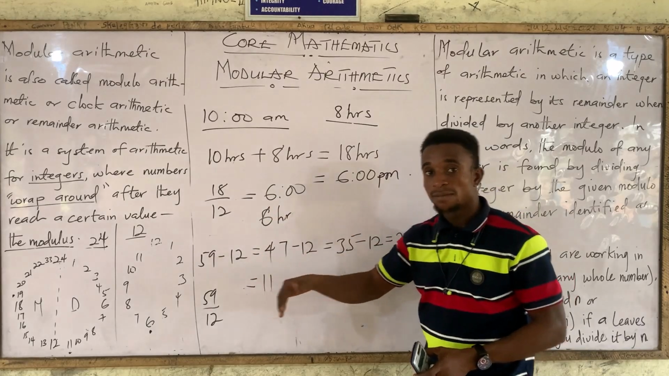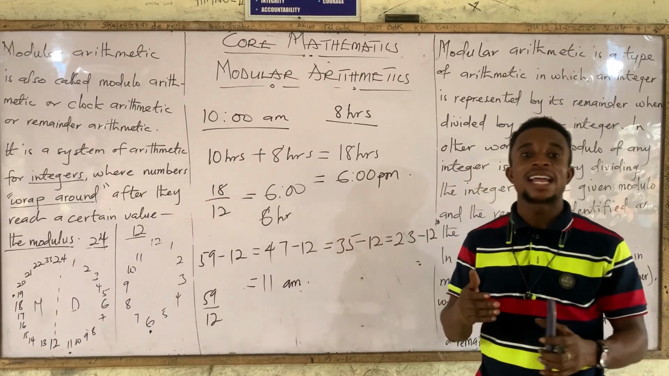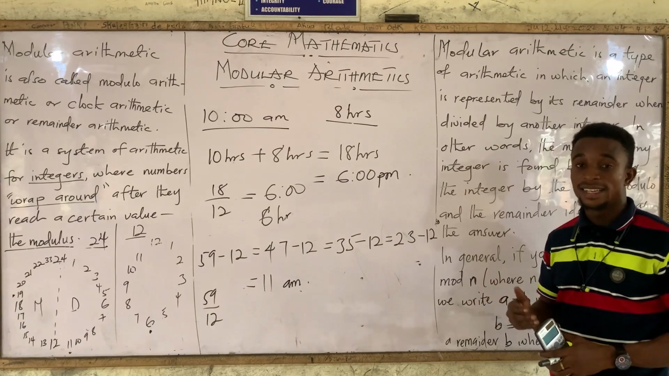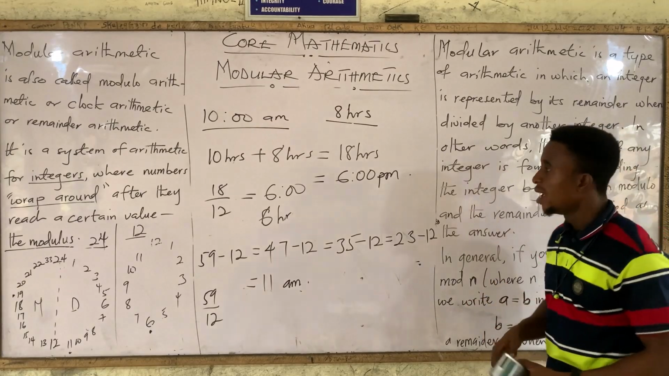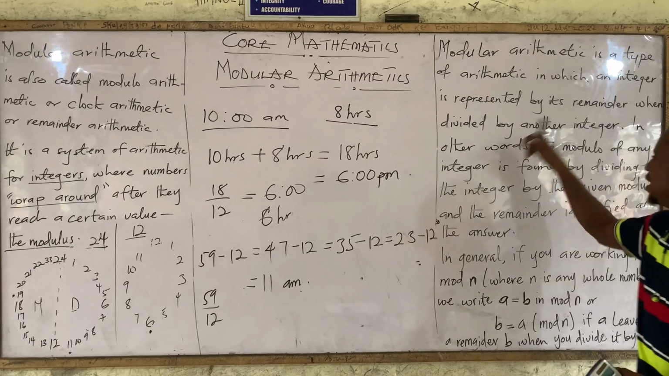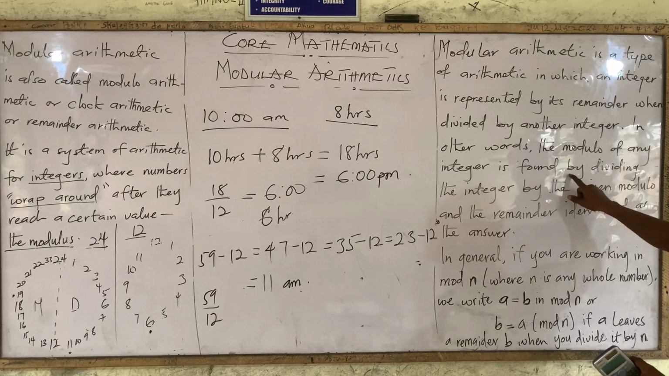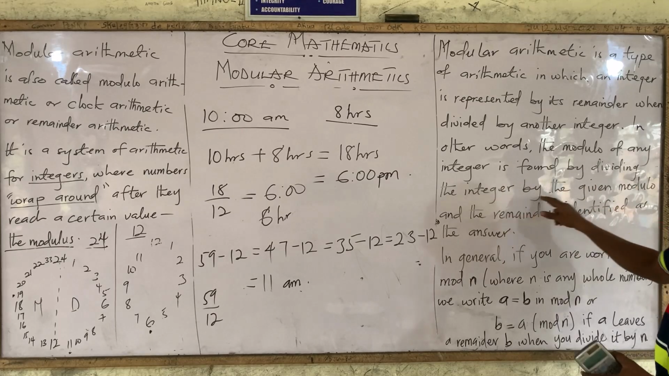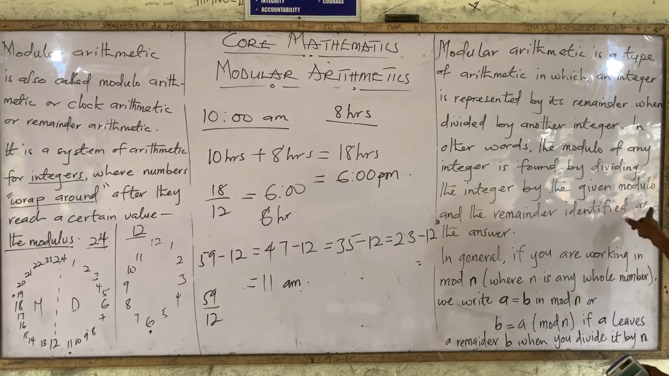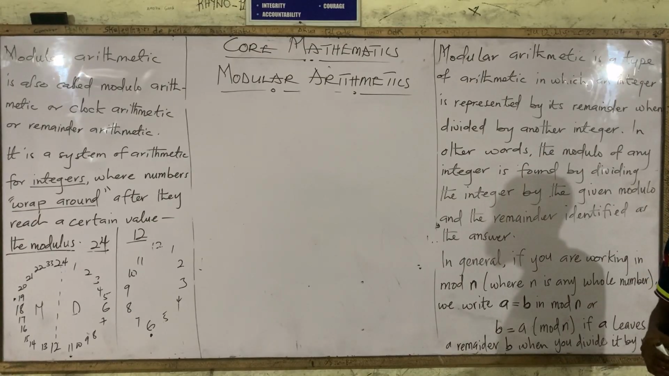We said that it is an arithmetic in which an integer is represented by its remainder when divided by another integer. Please, do we get that? We went further and I said, in other words, the modulo of any integer is found by dividing the integer by a given modulo and the remainder identified as the answer. That's why I went further to say that.